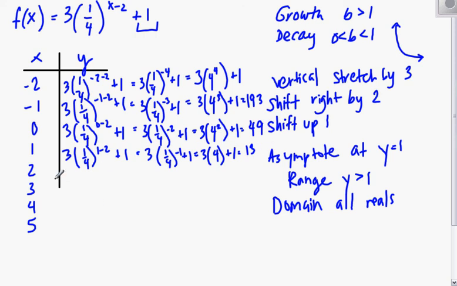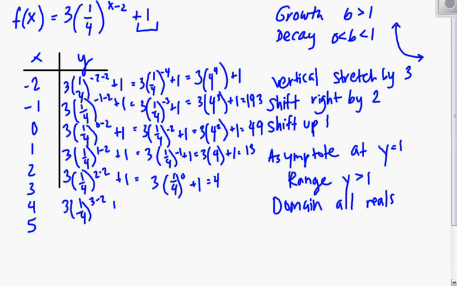Getting a little bit better now. And then I have 3 times 1/4 to the 2 minus 2 plus 1. Oh, yes, we got a 0. 3 times 1/4 to the 0 is just 1, so I get 3 plus 1, which is 4. Okay, and then we're at 3 now, right? 3 minus 2 plus 1, so I get 3 times 1/4 to the first plus 1 equals 3/4 plus 1, which you can also write as 4/4. So 3/4 plus 4/4 is 7/4.